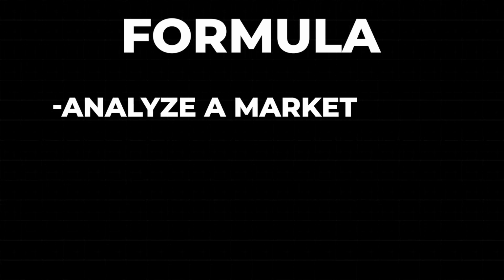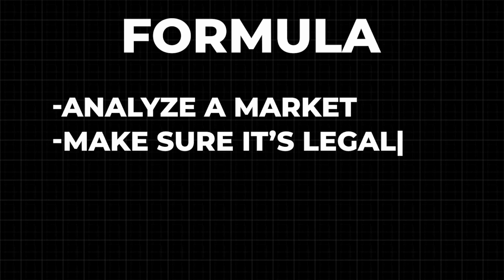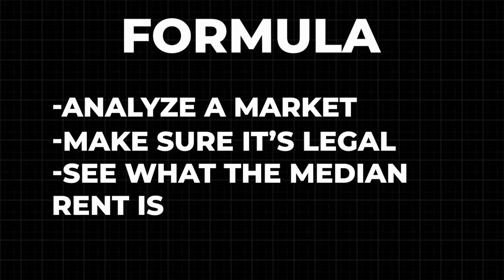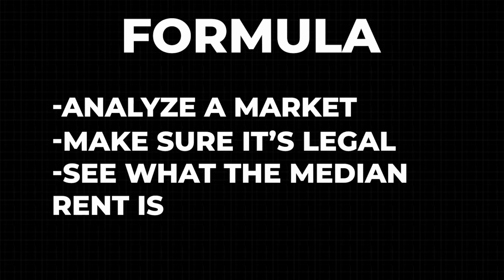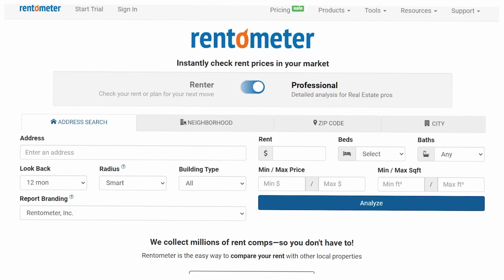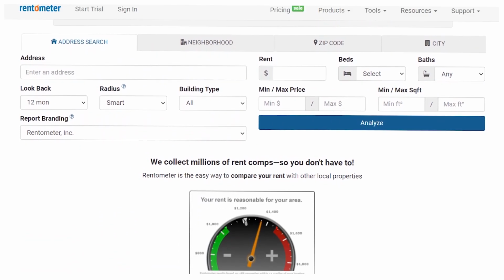So typically what I'll do is I'll analyze a market first, make sure it's legal, what the conditions of the ordinance are, and then see what the median rent is for the type of property that I'm going to look for. In this case, I was looking for 2-bedroom, 2-bath apartments in this market. I need to prove that I can 2x rent.